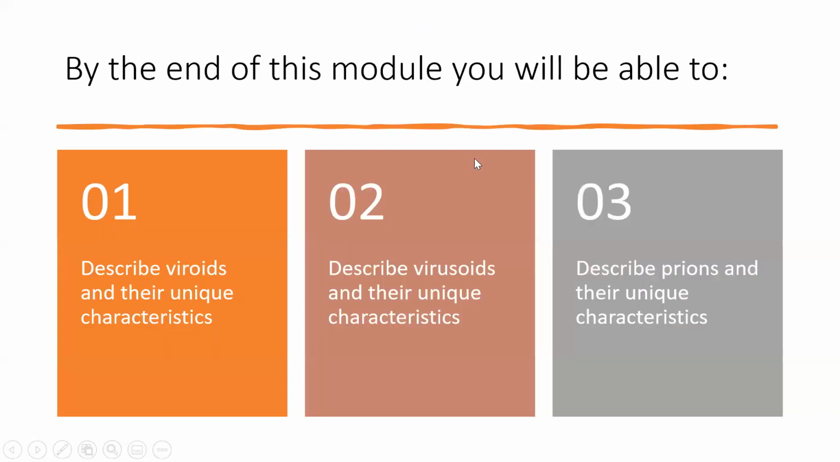By the end of this module, you'll be able to describe viroids and their unique characteristics, describe virusoids and their unique characteristics, and describe prions and their unique characteristics. So, kind of phoning it in on these objectives. These are the ones straight out of the OpenStax textbook. But I do feel like it's useful to talk about these things.